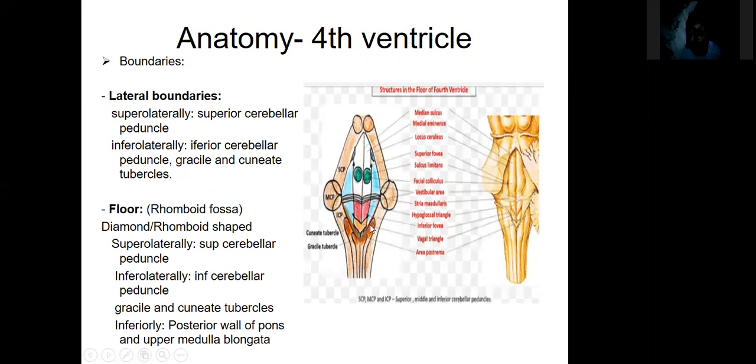Here, the gracile and the cuneate tubercles, both of them on each side. We have the floor, which is also called the rhomboid fossa because it has a rhomboid shape here.